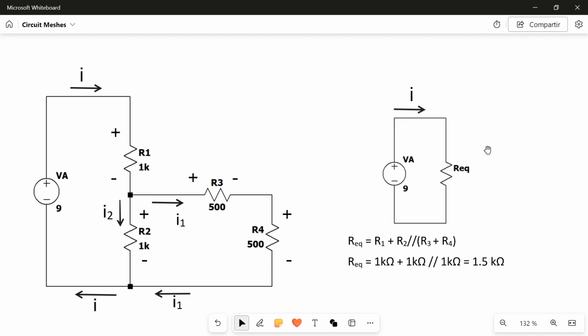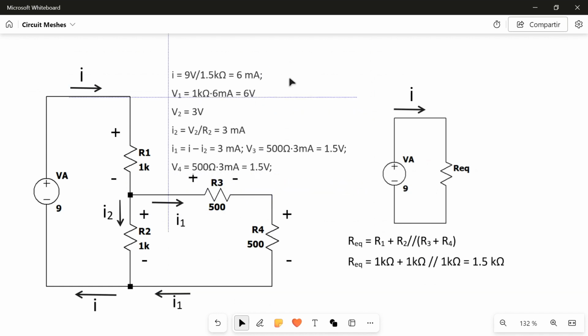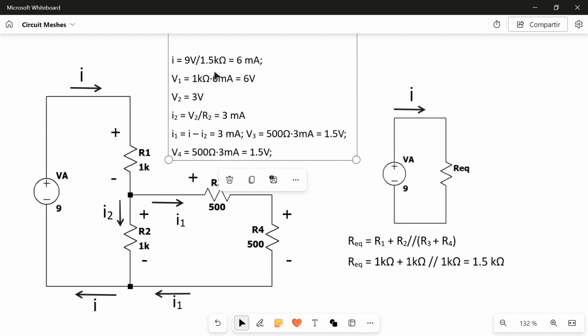We know that this resistance is this value. We know the value of the voltage here, so we can find I, and I is actually the same current here. So we have one variable of the circuit now as a known value. So we start with I. I is equal to 9 volt divided by 1.5 kilo, so I is actually 6 milliampere. I find I with this simple method.